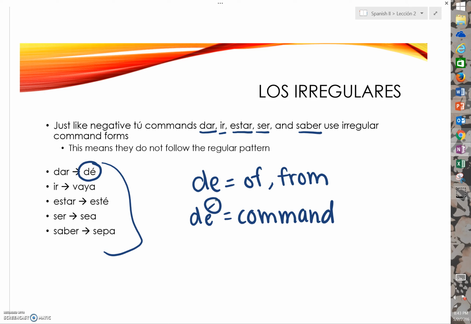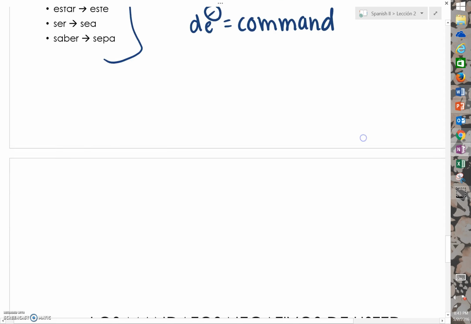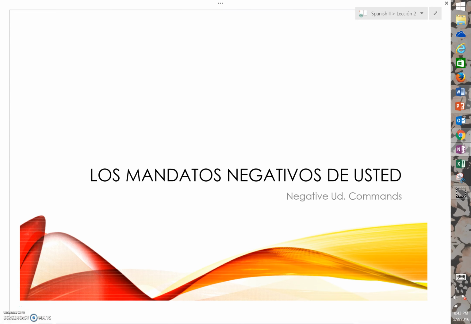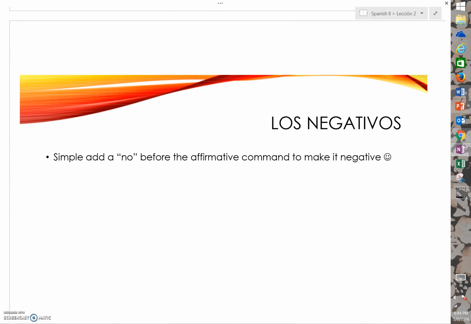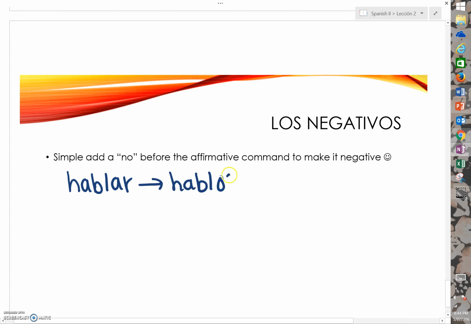Now that we've talked about affirmatives, let's talk about the negatives. Brace yourselves. It's going to get very, very tricky. To make an usted command negative, all you have to do is drop a no in front of it. That's it. So, if we have hablar, remember we put it into the yo form, drop the o, and add our opposite. Hable, the affirmative command. No hable is the negative command.